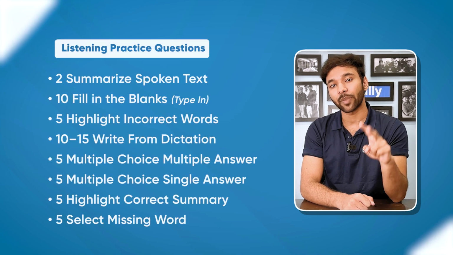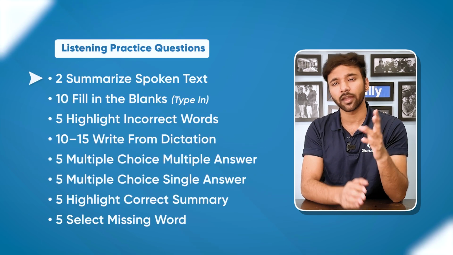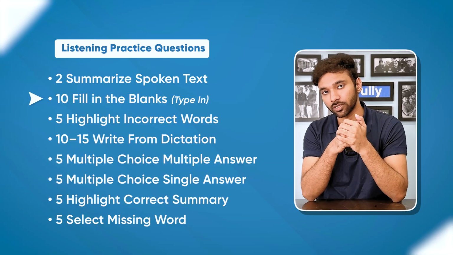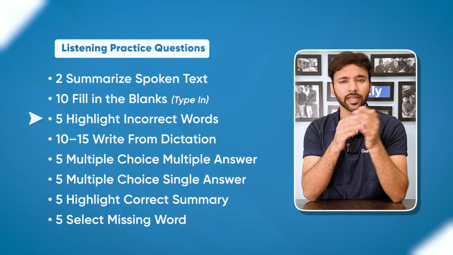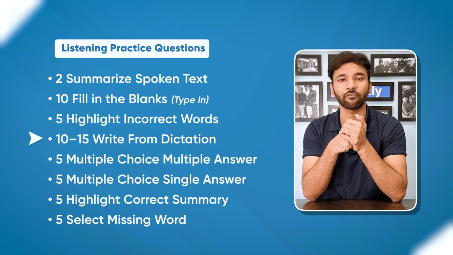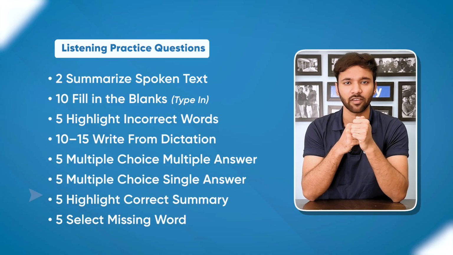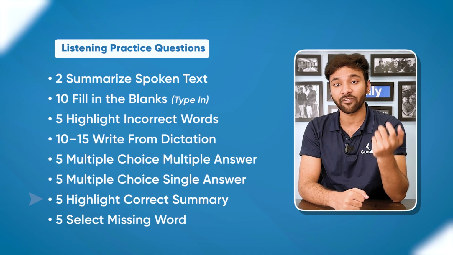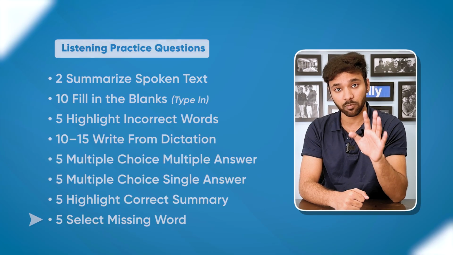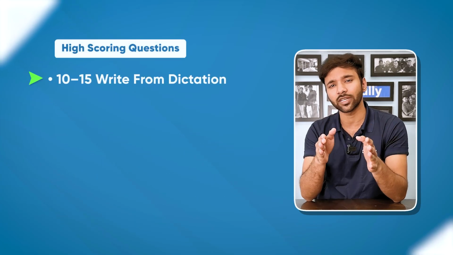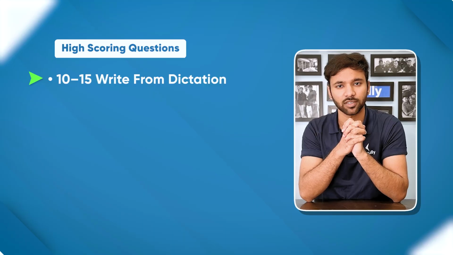And for listening, practice 2 summarize spoken text, 10 fill in the blanks, type in version, 5 highlight incorrect words, 10 to 15 write from dictation, 5 multiple choice, multiple answer, 5 multiple choice, single answer, 5 highlight correct summary, and 5 select missing word. And remember, focus on write from dictation as it is also a high scoring question.